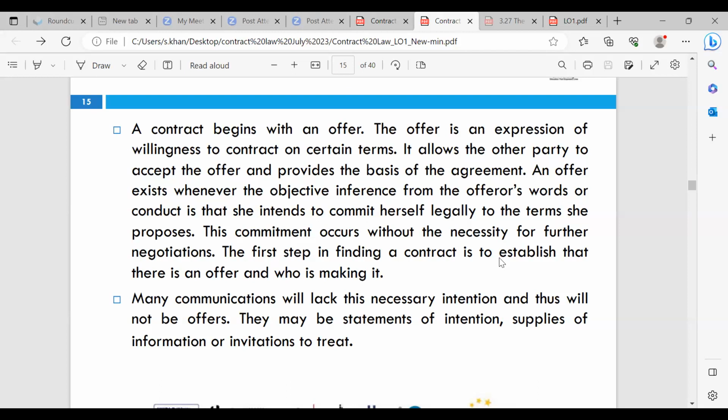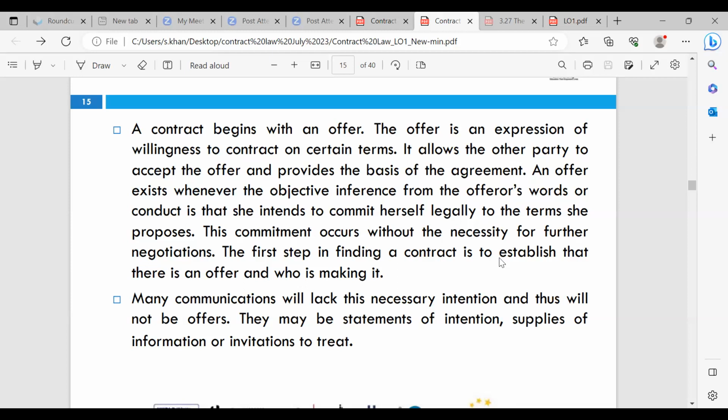So if the finance company, the lease company, comes up with certain terms and agreements of the contract, then that is where it firstly becomes an agreement. An offer exists whenever the objective inference from the offerer's words or conduct is that she intends to commit herself legally to the terms she proposes. This commitment occurs without the necessity for further negotiations.